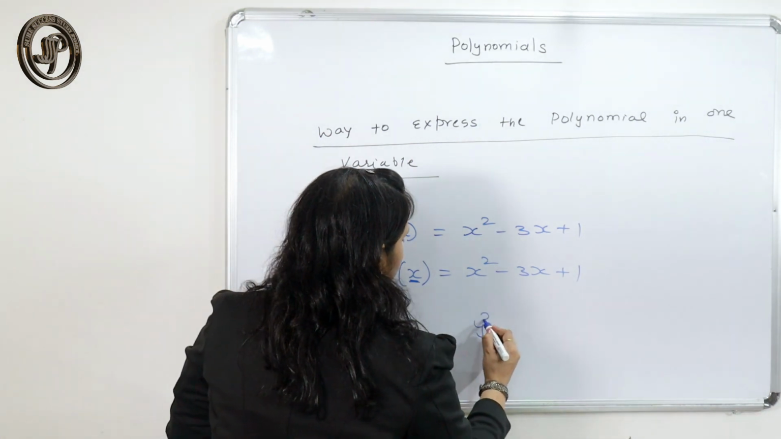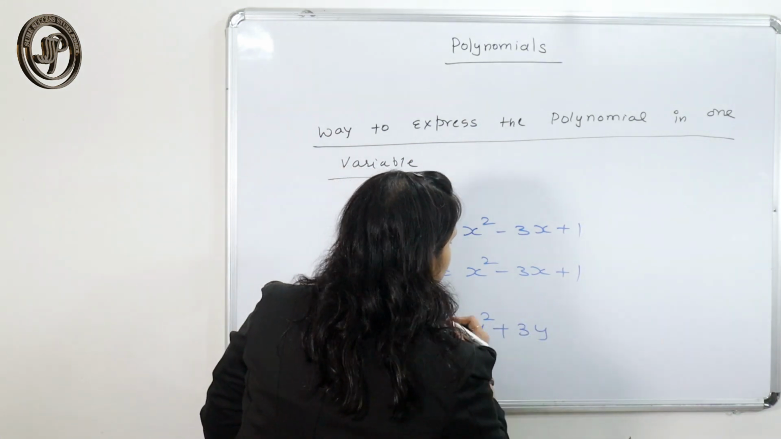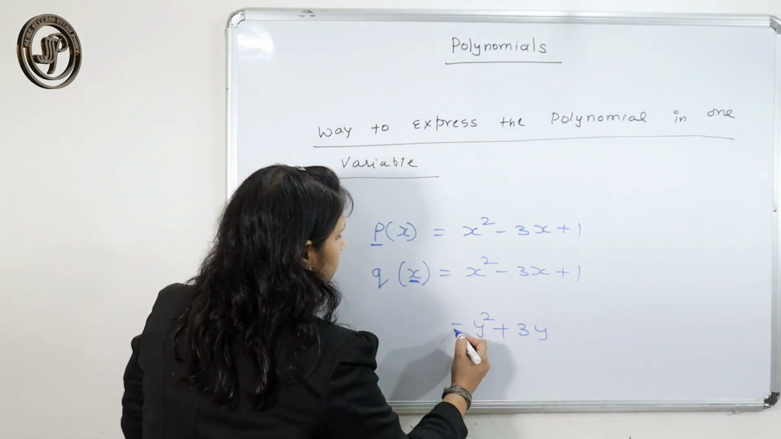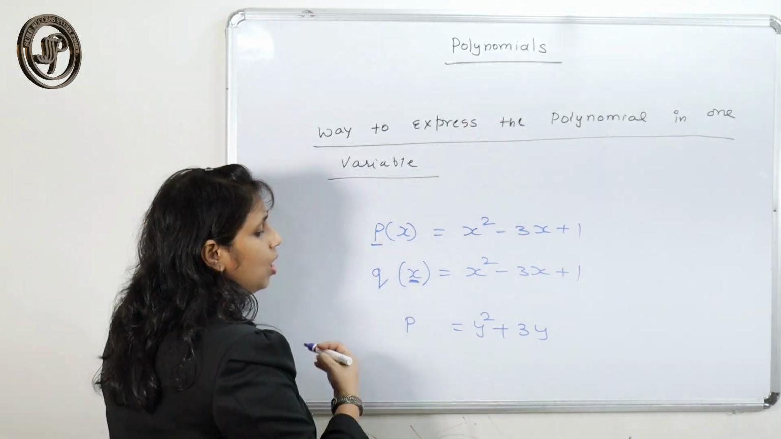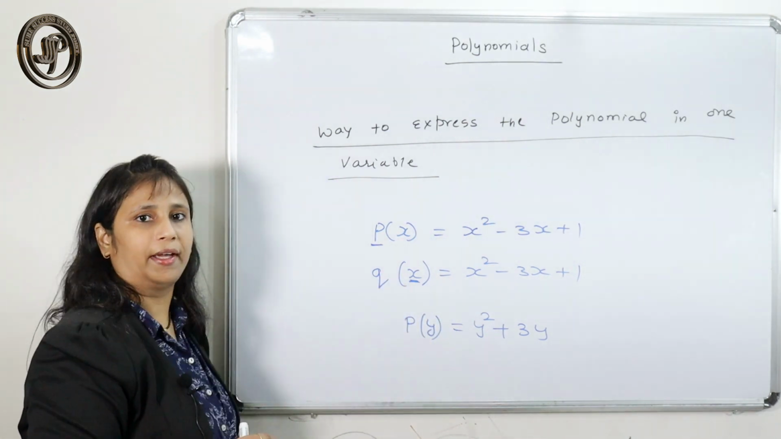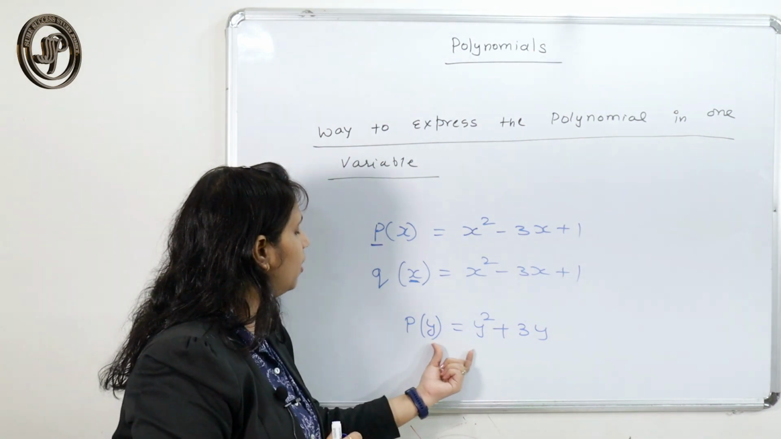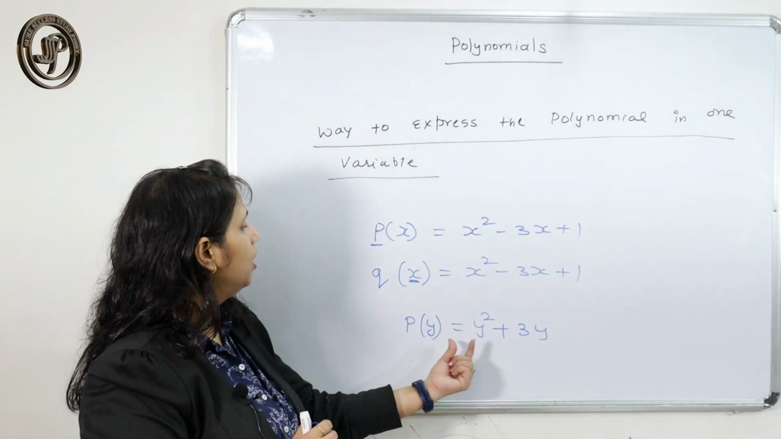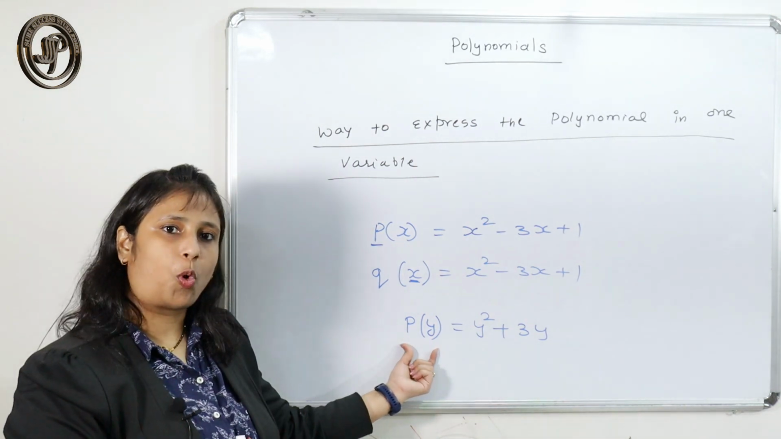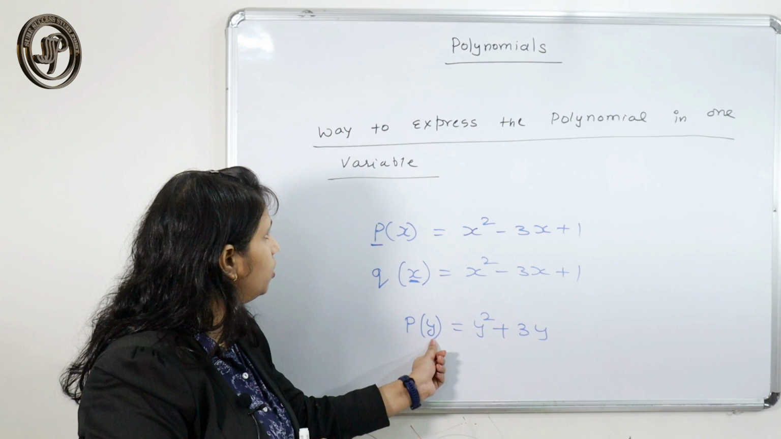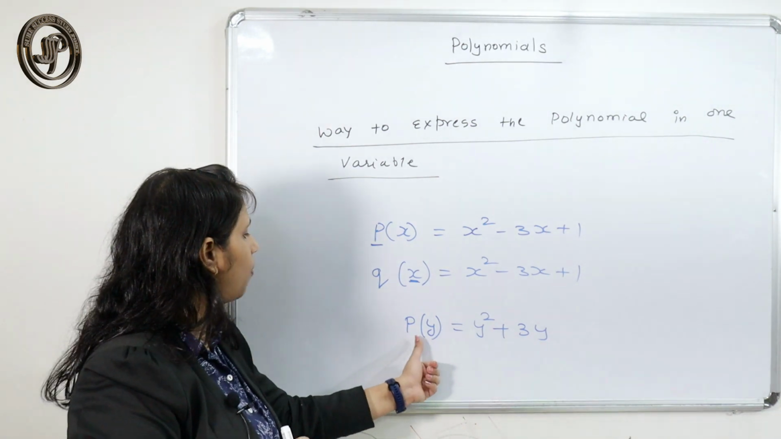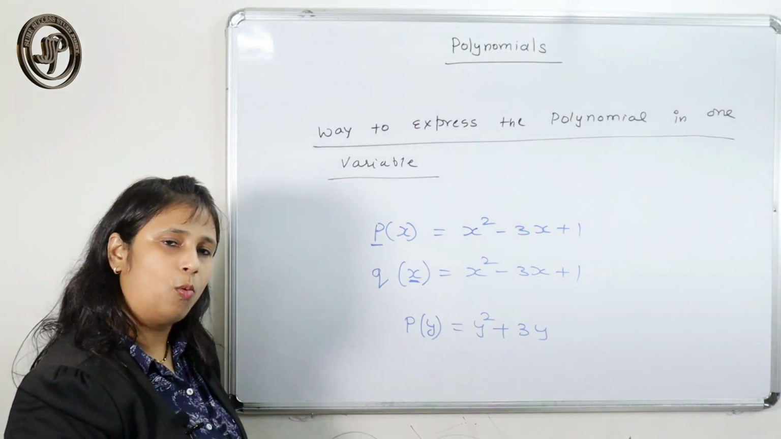Suppose I write y square plus 3y. So this is my polynomial. How would I express this polynomial? This can be expressed as p(y), because here my polynomial is in one variable and that variable is y. So that is the polynomial notation. This signifies a polynomial with variable y.